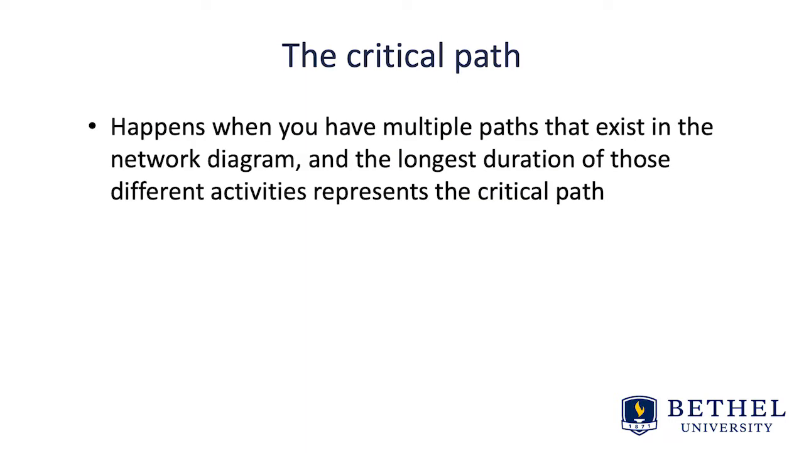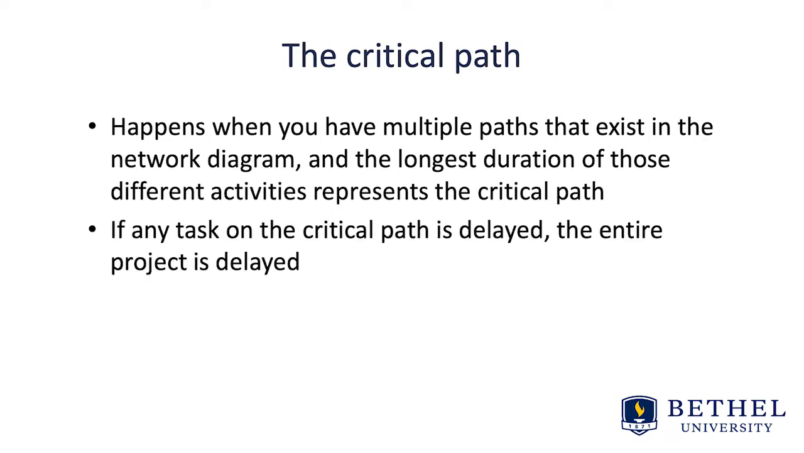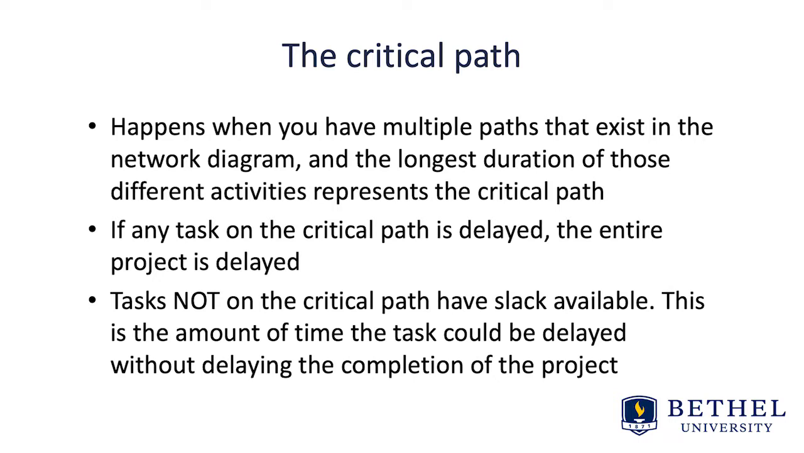The critical path happens when you have multiple paths that exist in the diagram, and the longest duration of those different activities represents what we call the critical path. If any task on the critical path is delayed, the entire project is delayed. Tasks not on the critical path have slack available. This is the amount of time the task could be delayed without delaying the completion of the project.